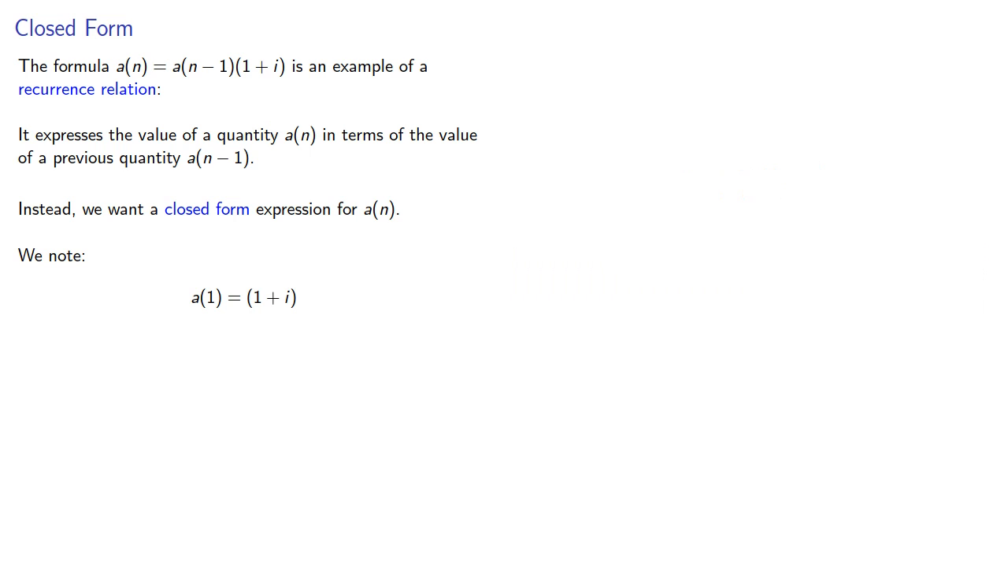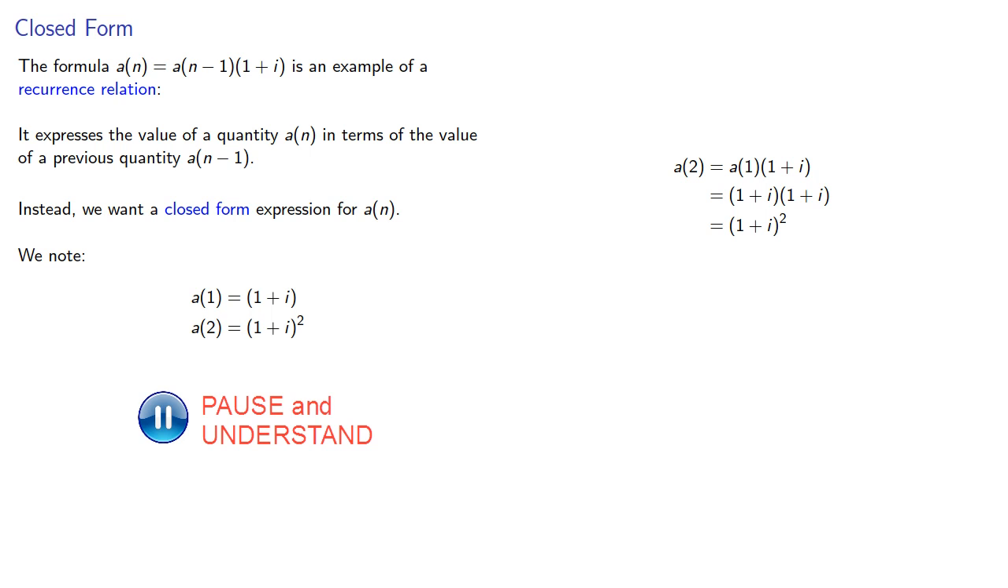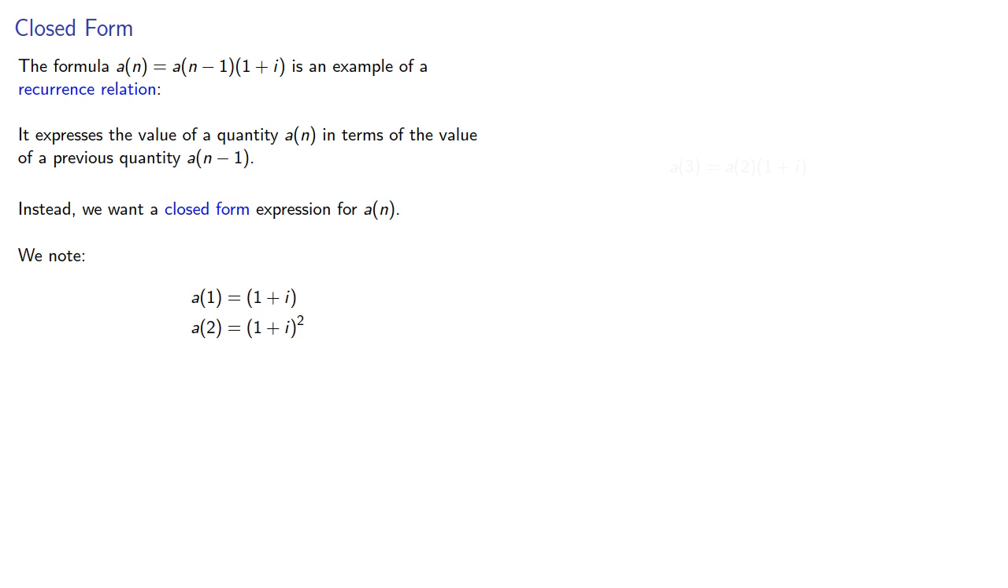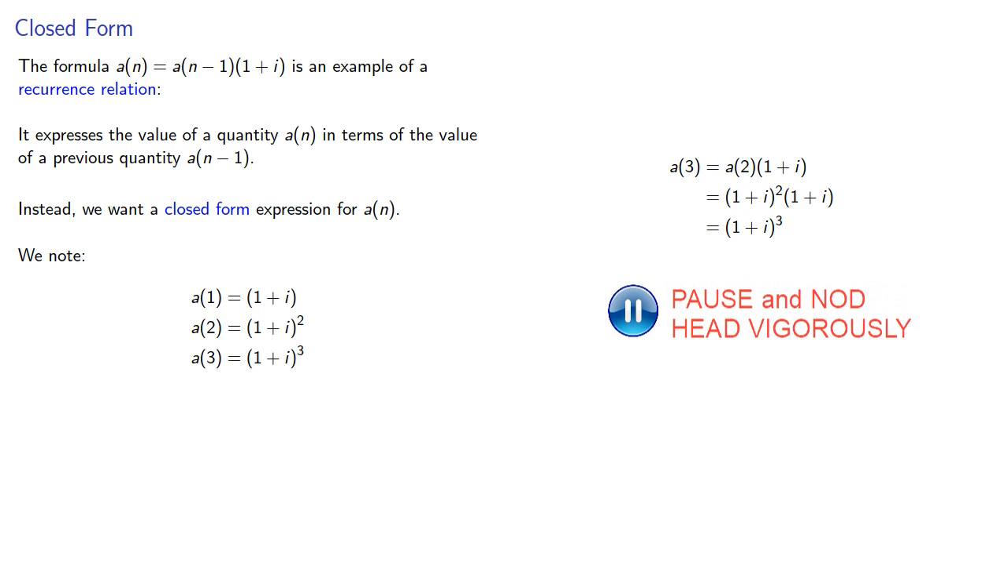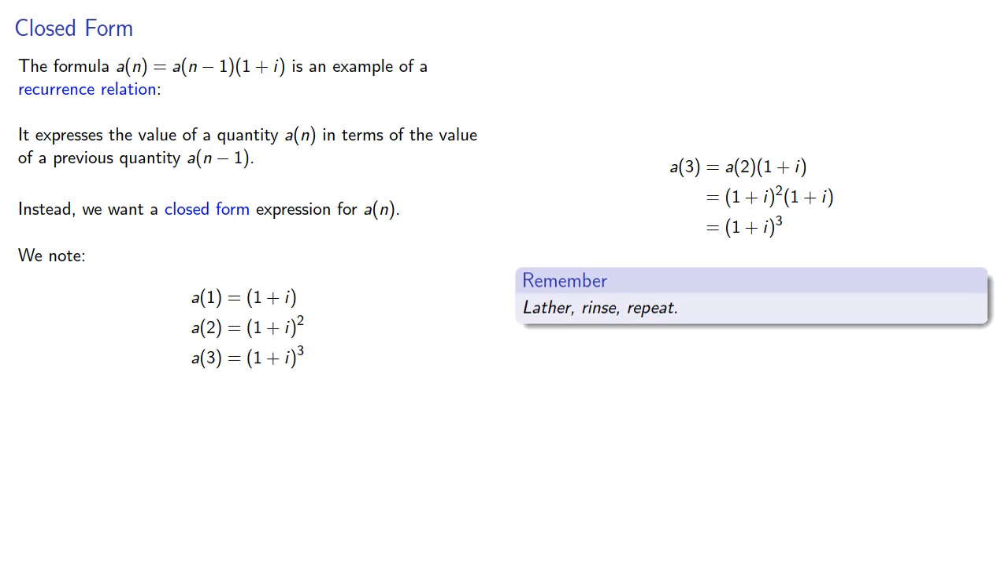Now let's consider a of 2. Our recurrence relation says that's a of 1 times 1 plus I, but we've already figured out what a of 1 is. So a of 2 will be 1 plus I squared. A of 3, well, that's a of 2 times 1 plus I. We know what a of 2 is, 1 plus I squared. And so a of 3 is 1 plus I cubed. And a pattern begins to emerge. And so now we'll lather, rinse, repeat, and generalize to find a of n equals 1 plus I to the nth power.